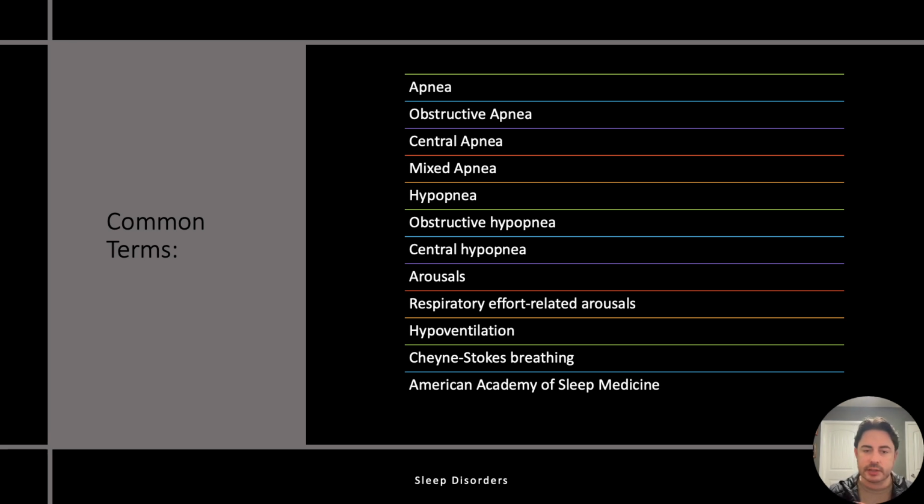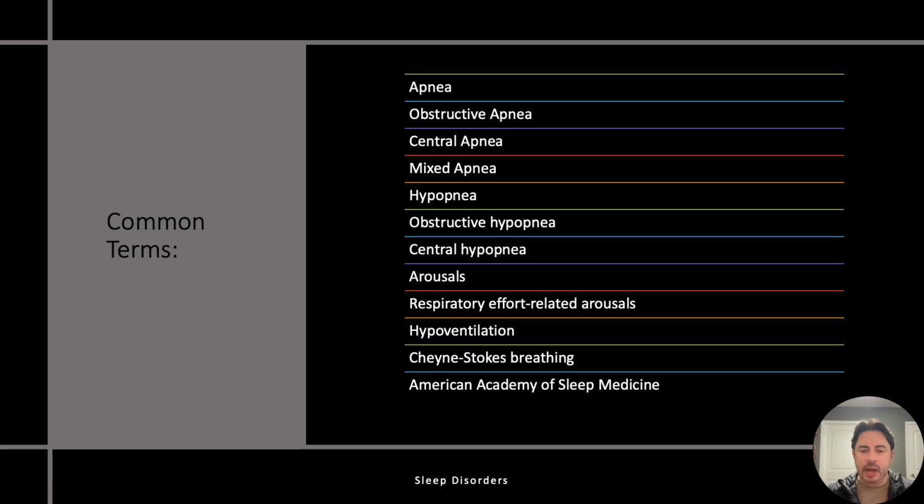But here's the list. We're going to talk about apnea, obstructive apnea, central apnea, mixed apnea, hypopnea, obstructive hypopnea, central hypopnea, arousals, respiratory effort-related arousals, hypoventilation, Cheyne-Stokes breathing, and the American Academy of Sleep Medicine. All of these are terms that we need to be familiar with and have an understanding of when it comes to sleep disorders. Now, we've talked about Cheyne-Stokes breathing. We've talked about hypoventilation. We've talked about those two already.